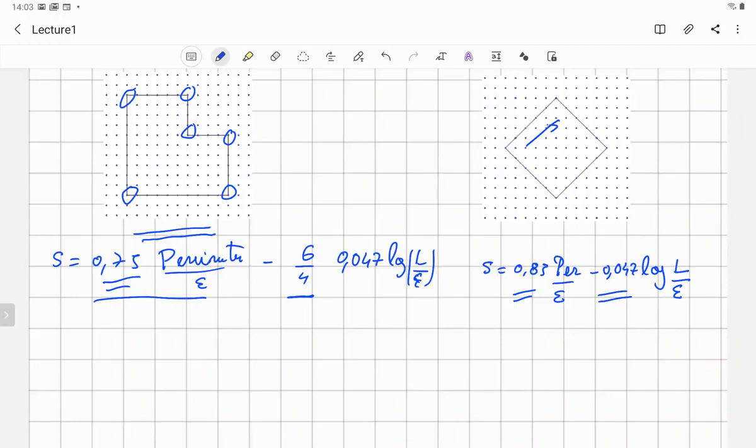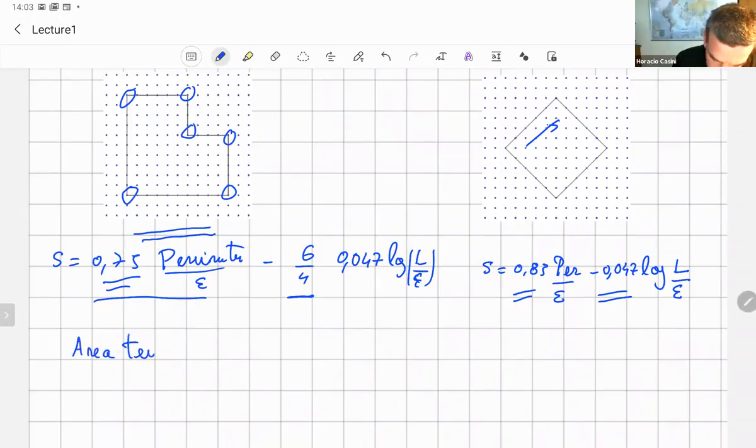And then what you get is that the area term is what is called non-universal. Non-universal means it depends on the regularization. It depends on how I define my square in the lattice, etc. And this is an object that does not belong to the quantum field theory. It belongs to the way you arrive to it. So it does not belong to the continuum theory.